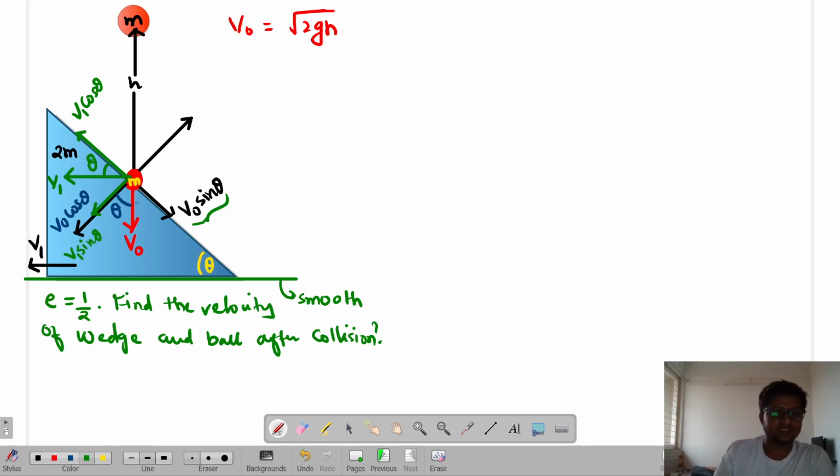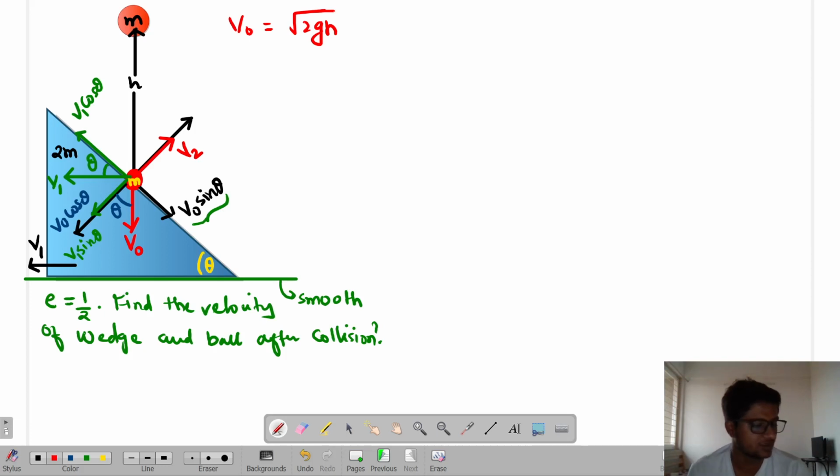They are initial velocities. After the collision, the ball will start moving in which direction? Means it will have the velocity component along the line of impact. I call it v2. So v1 and v2 are final velocities of the wedge and ball after the collision, while v0 is the velocity before the collision. Is that clear or not? Okay.